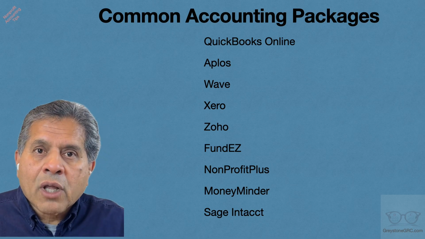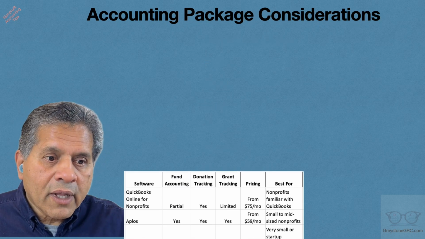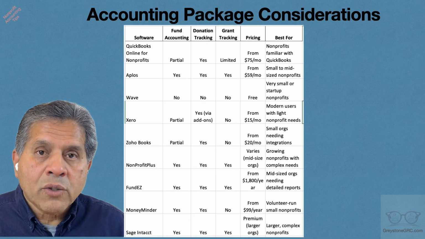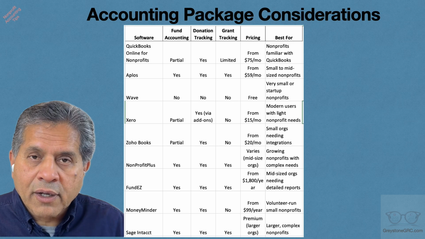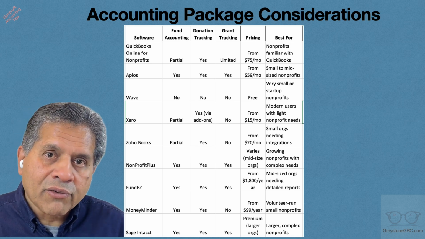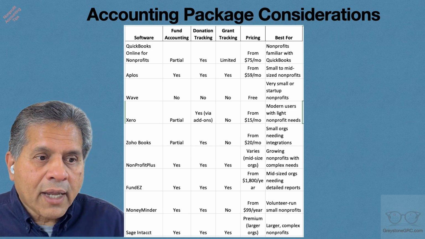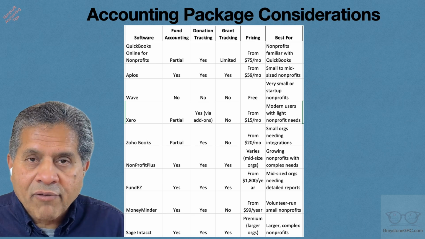Now, rather than research all of this, we put together a table for you that should help you think about which ones you want to research. So look at QuickBooks Online. It has partial fund accounting, and you can build a custom process to support it. Donation tracking, limited grant tracking, and the price is $75 per month.